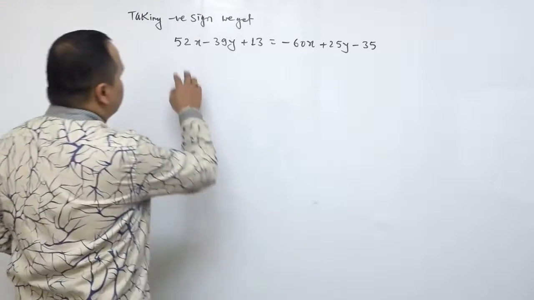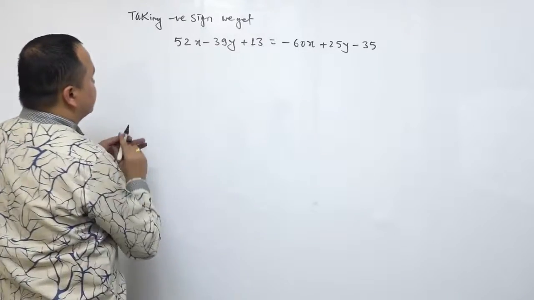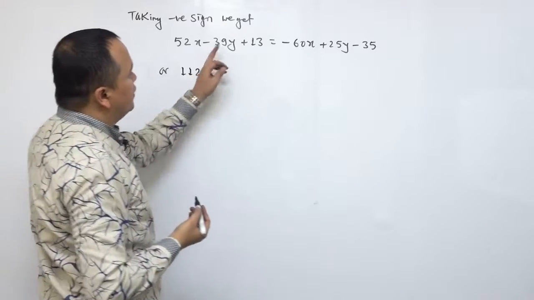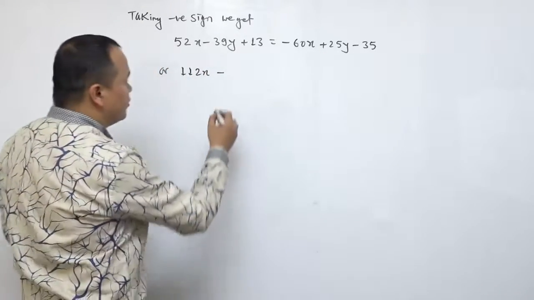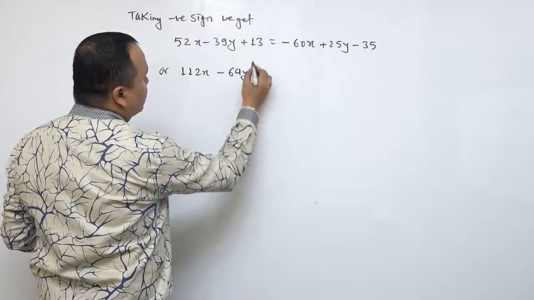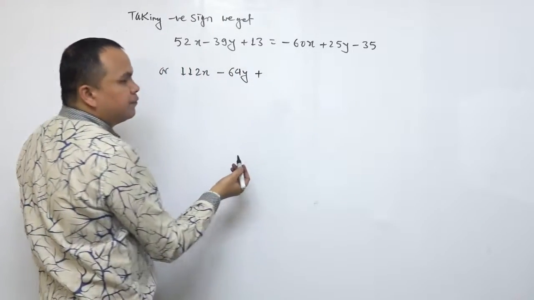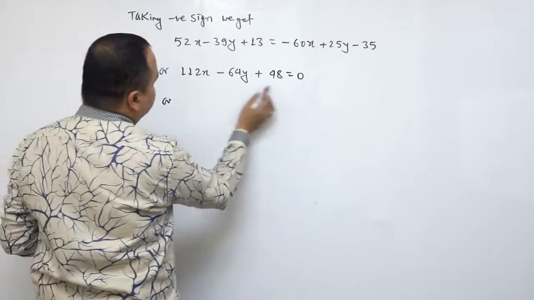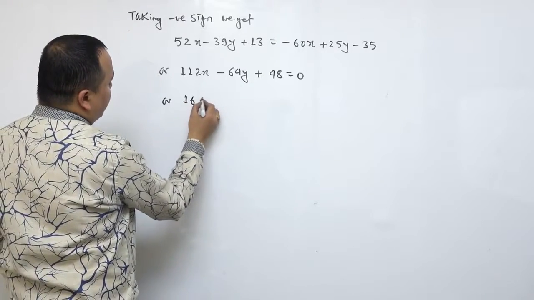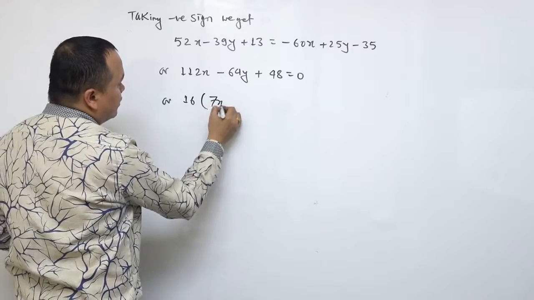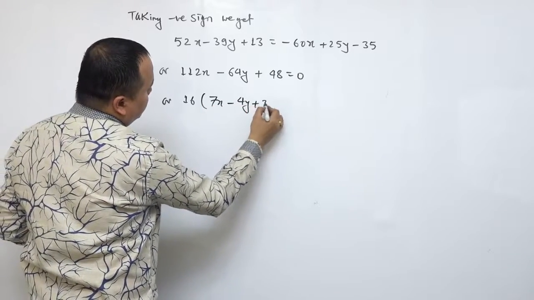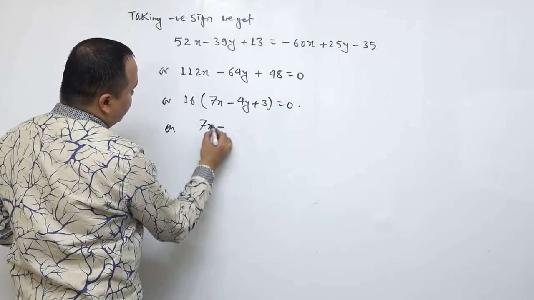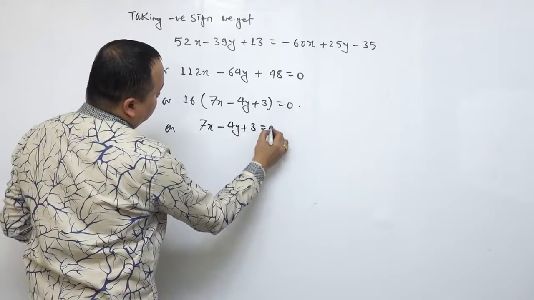35. The 52x plus 60x is 112x, minus 39y minus 25y is minus 64y, plus 13 plus 35, which is 48, is equal to 0. Here 16 is common, and this is 16 times 7x minus 4y plus 3 is equal to 0, or 7x minus 4y plus 3 is equal to 0.